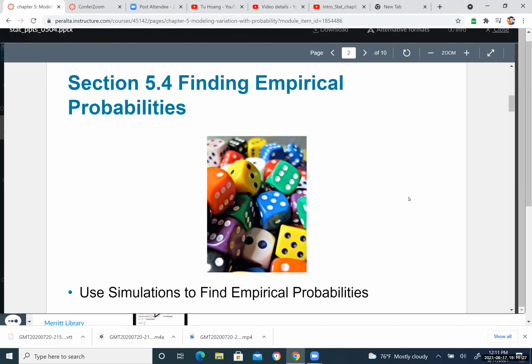An example: I want you to flip a coin 10 times. You have the total number of flips, and I want you to find the empirical probability of the number of heads. What you need to do is flip the coin yourself and record what you observe. For example, the first time you flip the coin, you got a head.